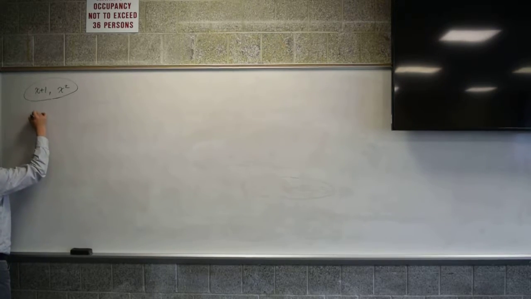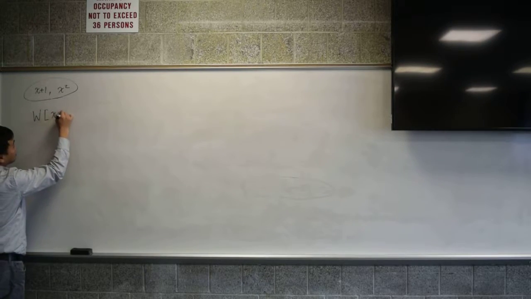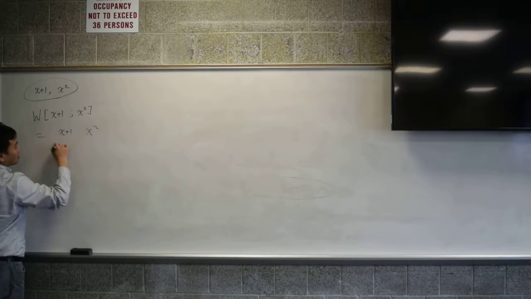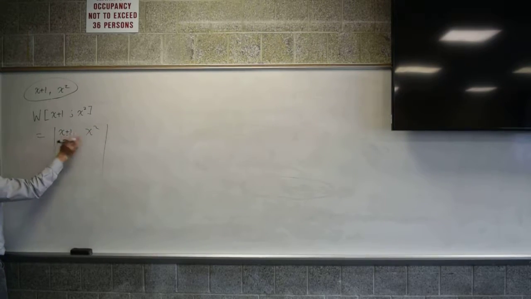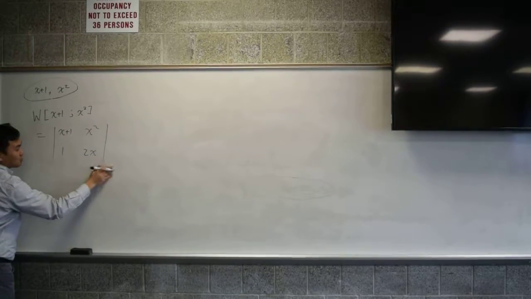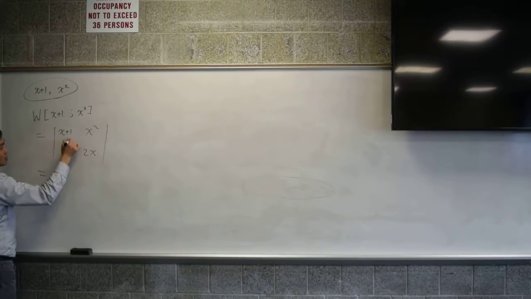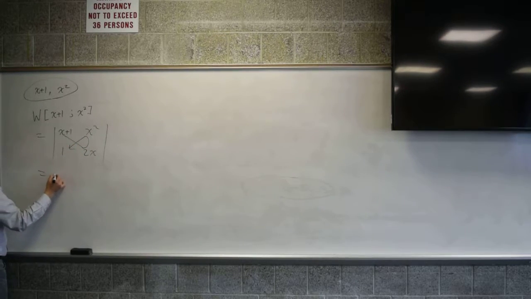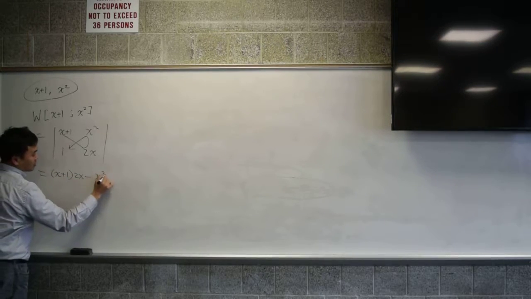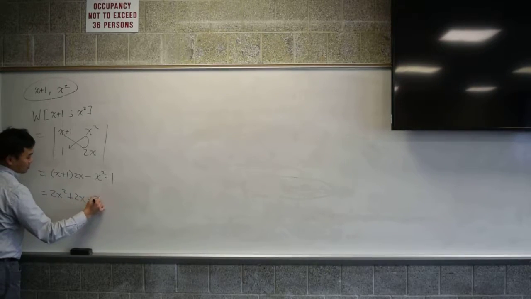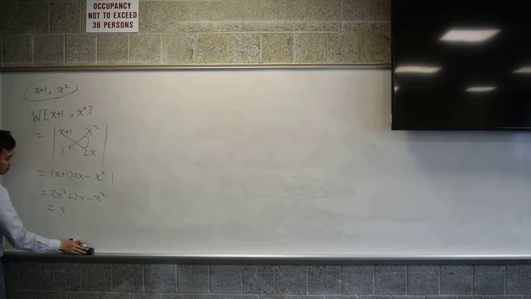Okay, so what's the Wronskian in this case? The Wronskian of 2 functions, x plus 1 and x squared, is you simply make a square matrix out of it. Since we have 2, you just have to differentiate once and then take the determinant. And it's this times this minus this times this. So it's x plus 1 times 2x minus x squared times 1, which is 2x squared plus 2x minus x squared, which is x squared plus 2x.